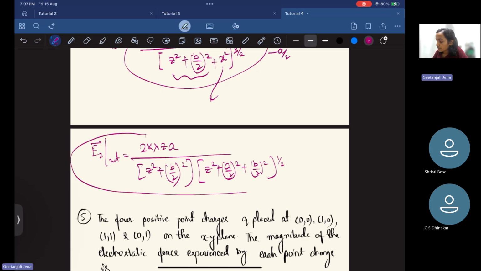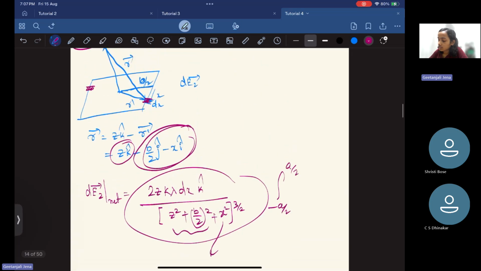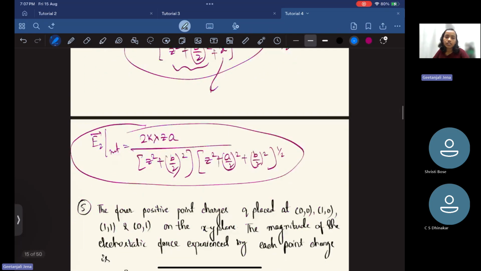Okay. So you have E1 for these two parts, and you have E2 for this length. So the net electric field will be E1 plus E2. Okay. So E will be E1 plus E2. And for the square loop, you just need to put A equal to B. Then you can easily check whether the answer is similar to the solution that is given in Griffiths.